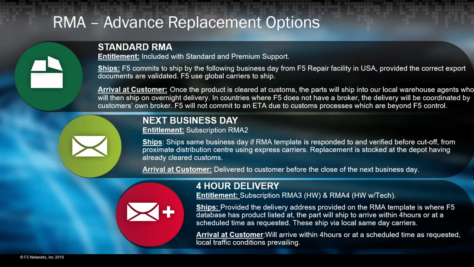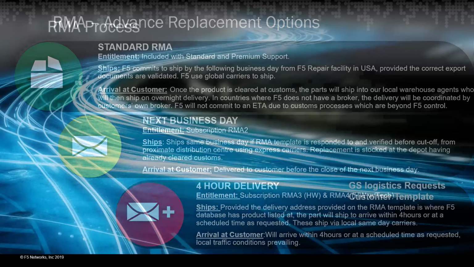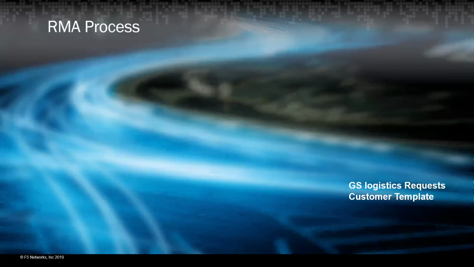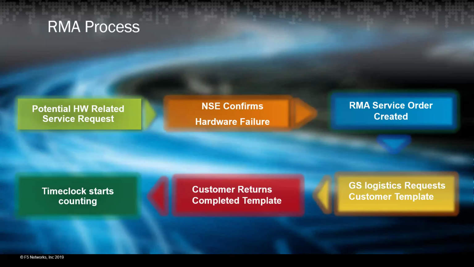Same for everything, even for the 4-hour delivery. Once the engineer reviews, analyzes, and confirms it is an RMA, he raises a work order to the logistics team. The logistics team will send you a template. Once that template is sent to you, you fill in all the details, like reconfirming the serial number and your shipping address, and you return it. From that time, your time clock starts, for next business day or 4-hour shipping.